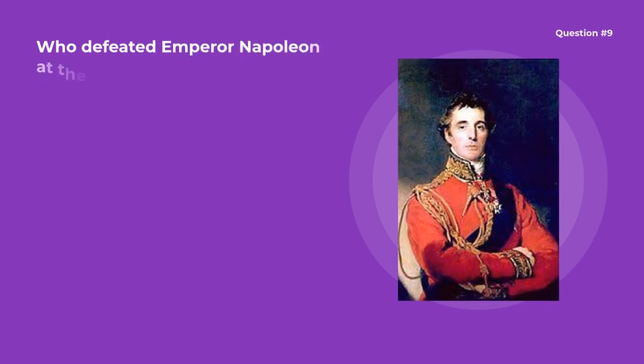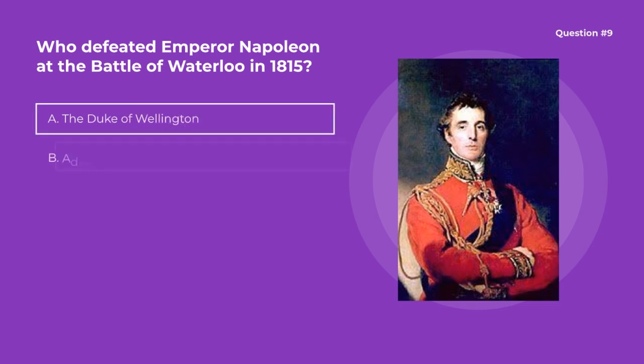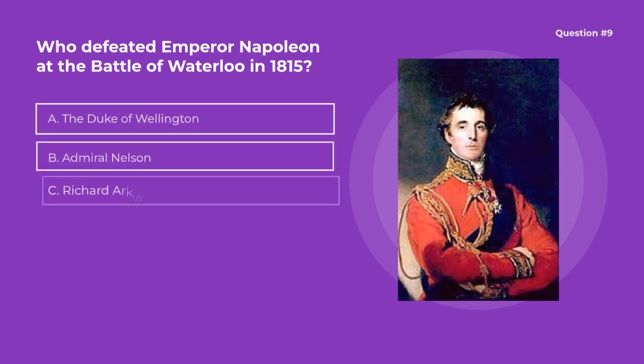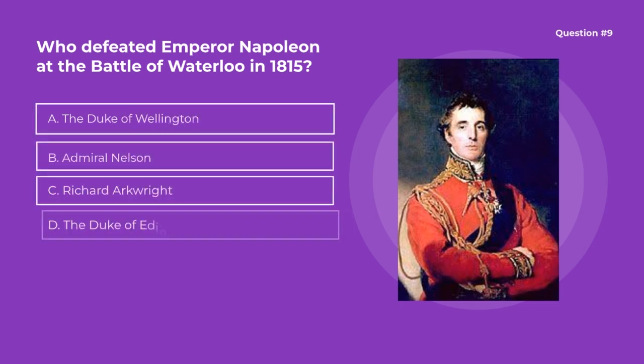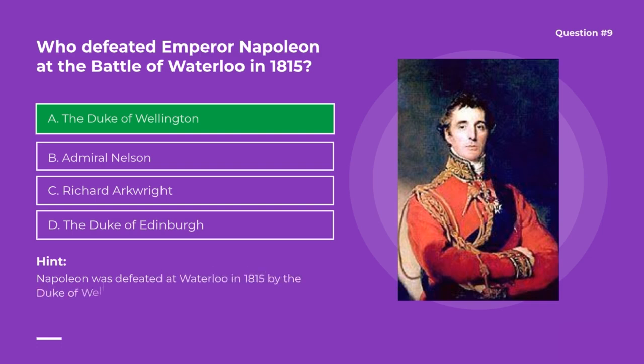Question number 9. Who defeated Emperor Napoleon at the Battle of Waterloo in 1815? Options are A. The Duke of Wellington, B. Admiral Nelson, C. Richard Arkwright, D. The Duke of Edinburgh. The correct option is A. The Duke of Wellington. Napoleon was defeated at Waterloo in 1815 by the Duke of Wellington.